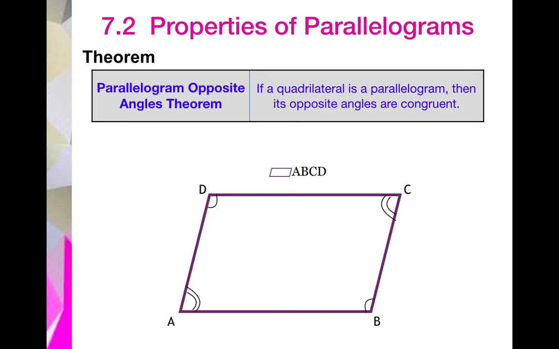Another thing is the opposite angles theorem. So with the opposite angles theorem, we know that like angle D here and angle B are going to be congruent, and likewise A and C. So we have opposite sides and opposite angles are congruent. And with these theorems, we can actually do some problems.